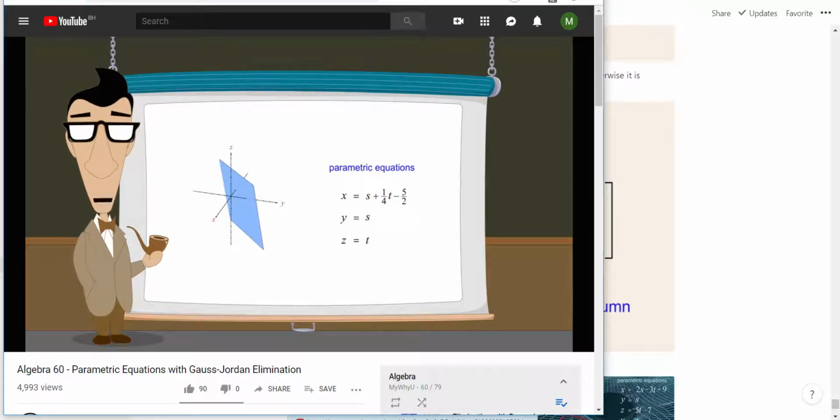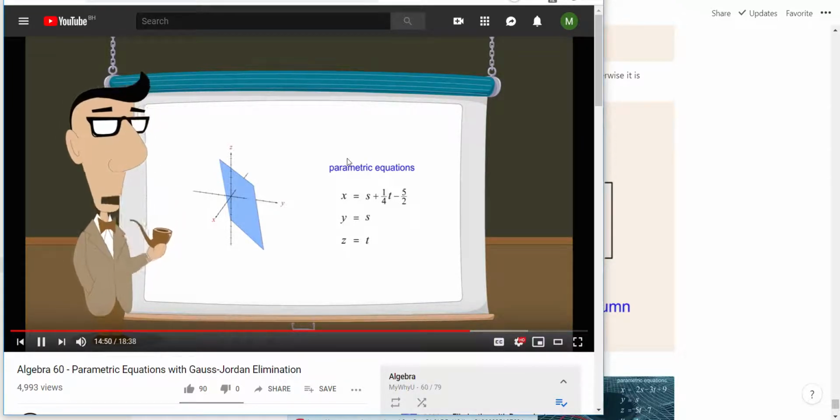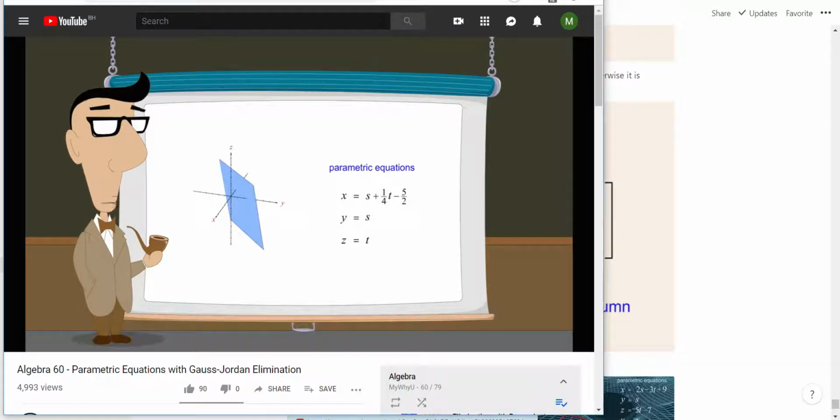As s and t each independently vary from negative infinity to positive infinity, each unique combination of values produces a unique set of values for x, y, and z. Each set of values is one solution of the system corresponding to one point on the plane.